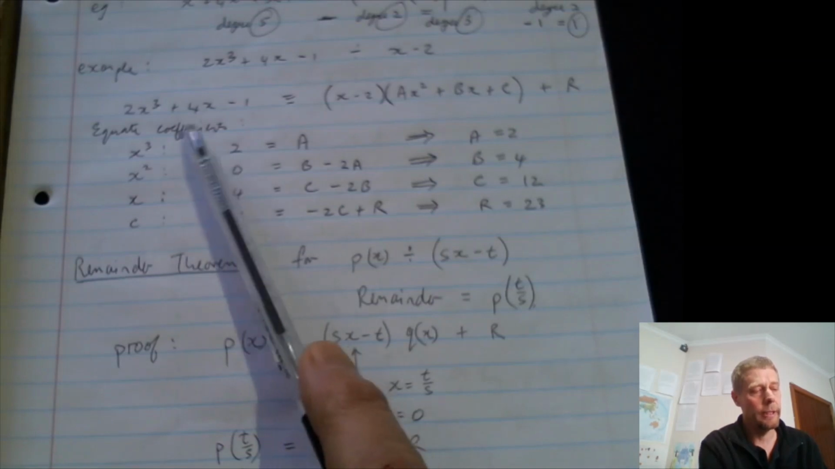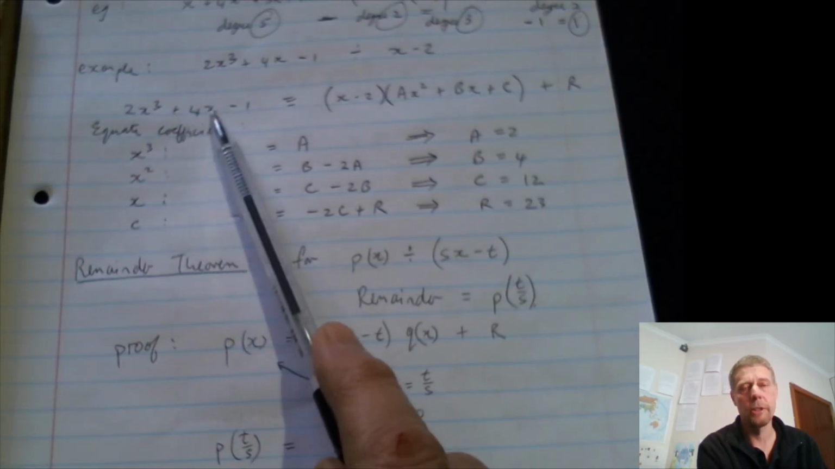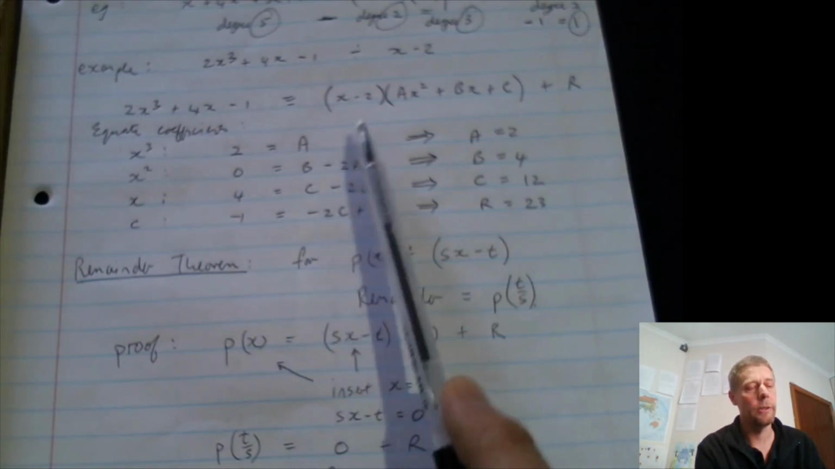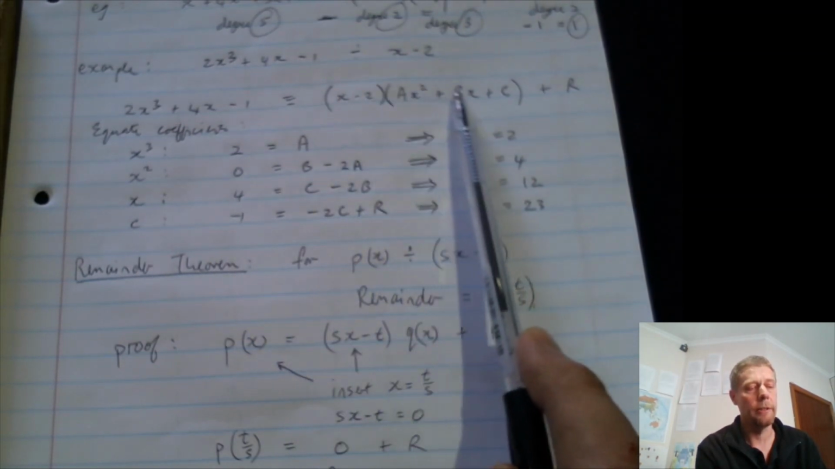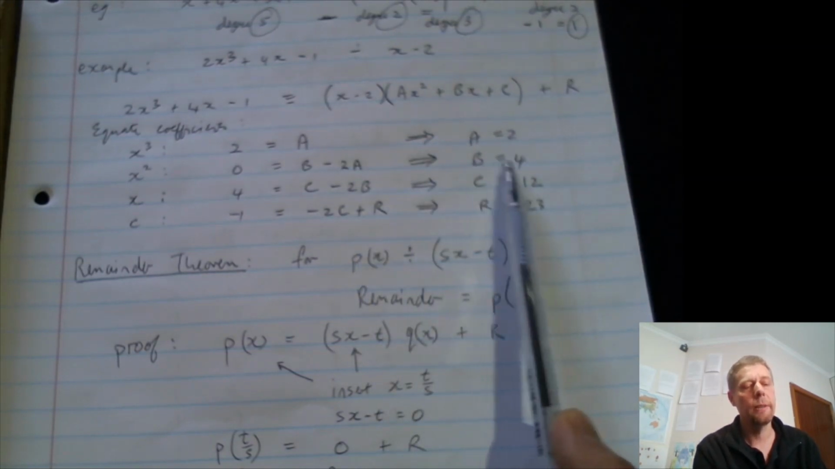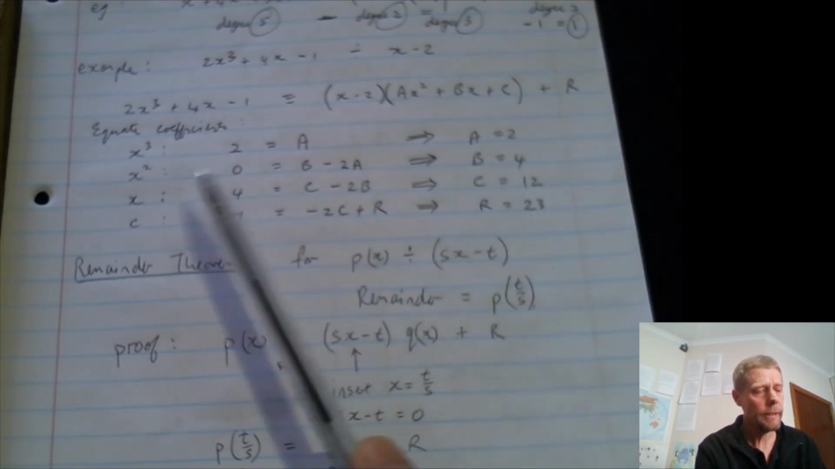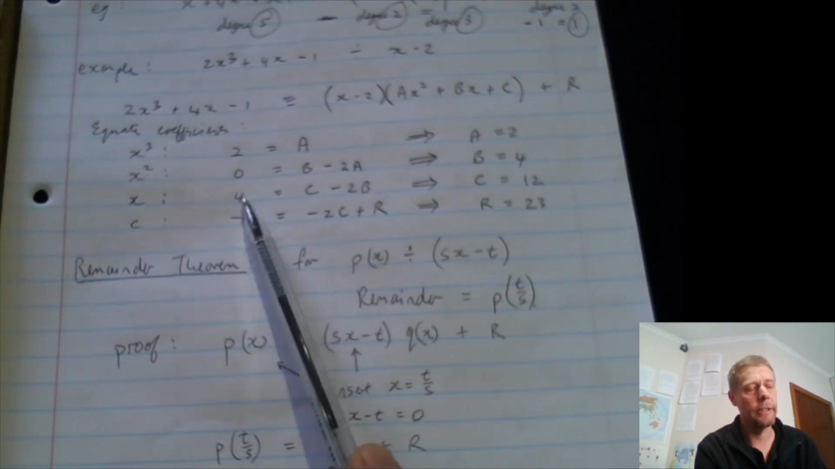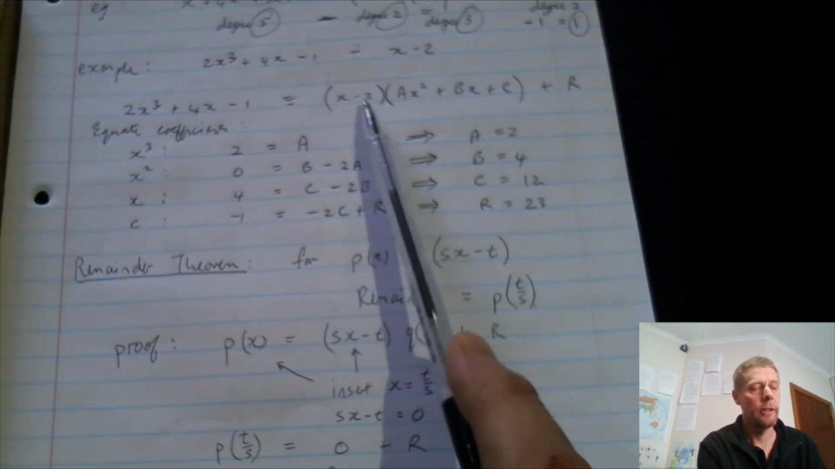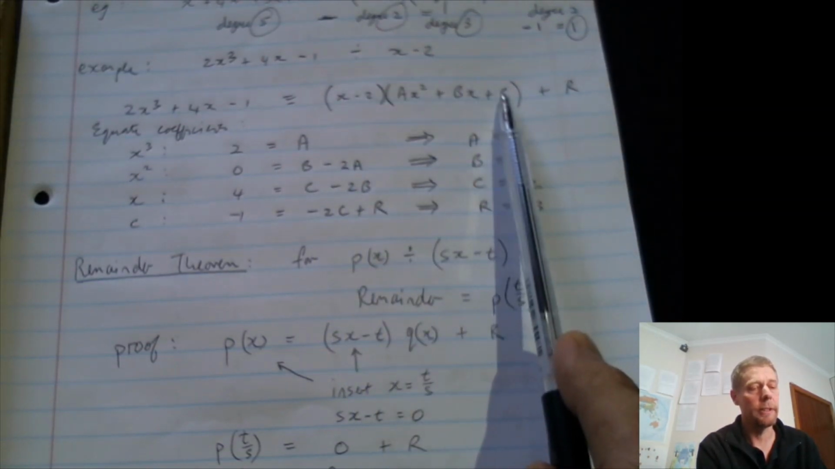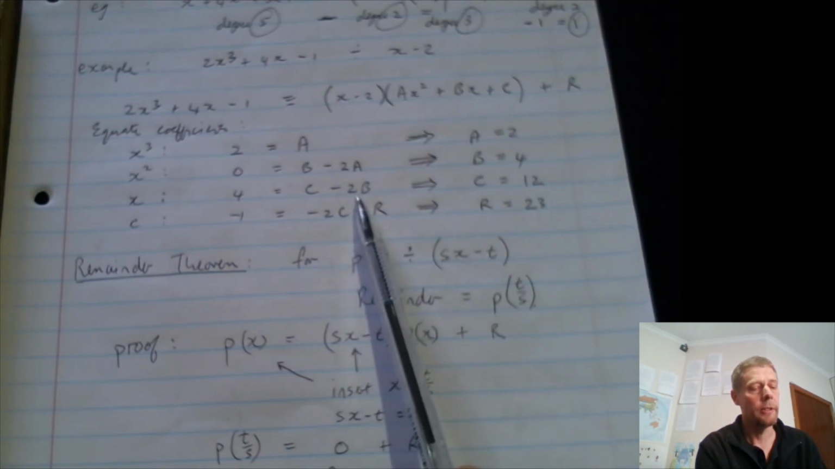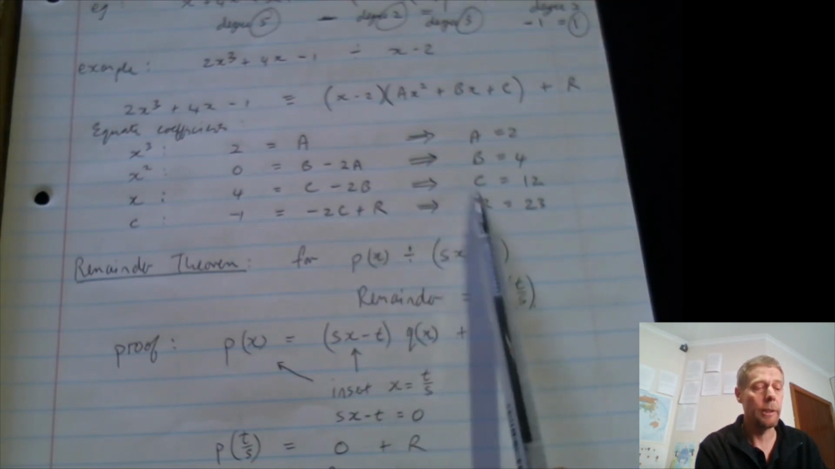From there we can look here on the left hand side, our coefficient of x^2 is 0. There isn't an x^2 term, so we say 0 equals, and the x^2 term is made up here of b and minus 2a. Since we worked out a, we can find b equals 4. And so it goes. We can look at the coefficient of the x term, which is 4. We can equate it to the coefficient, the x term is derived from x times c, which is c, and minus 2 times b. Since we know b already, we can work out c.